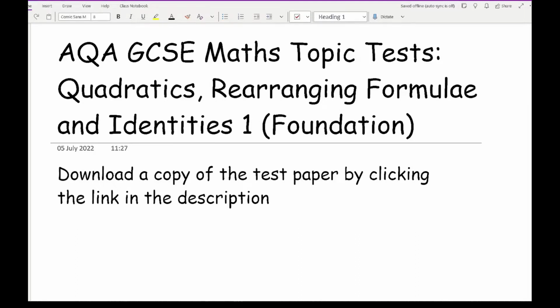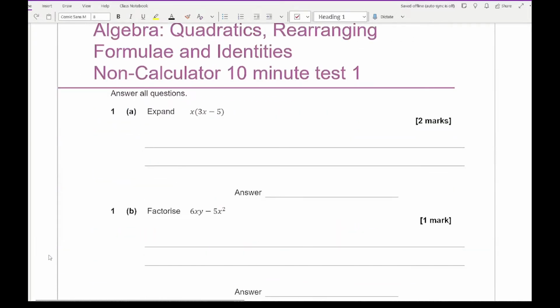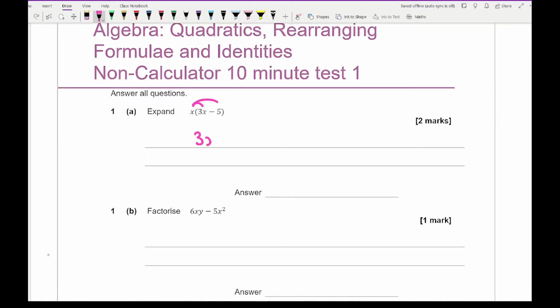Now it's worth noting before we get started working through this test paper that these questions are non-calculator. So let's get started on question 1. So question 1 says we just need to expand out the brackets. So for this, we just need to either use our loops or a grid, in which we should have 3x squared minus 5x. Does any of that simplify? No, it doesn't. So then our final answer is 3x squared minus 5x.